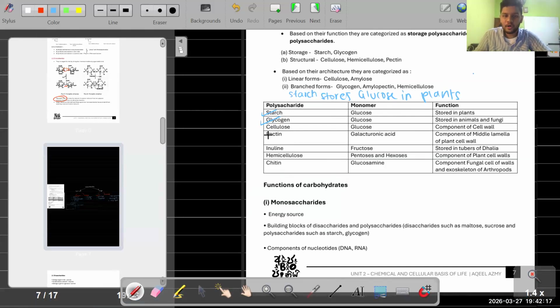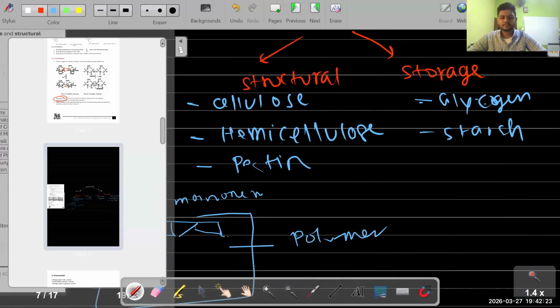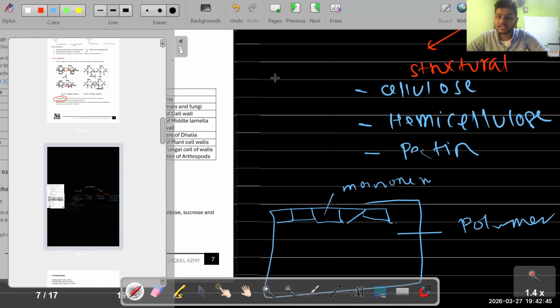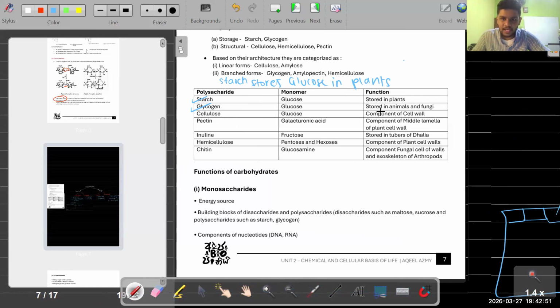It stores glucose. But now if you see cellulose, what type of polymer is cellulose? See the diagram, cellulose. What type of polysaccharide? Structural polysaccharide, exactly. So for structural polysaccharide, we can't use it because structures don't store. Structural polysaccharide does not store. So cellulose is made up of a monomer which is glucose and it is found as a component of the cell wall. It is a component of the cell wall.